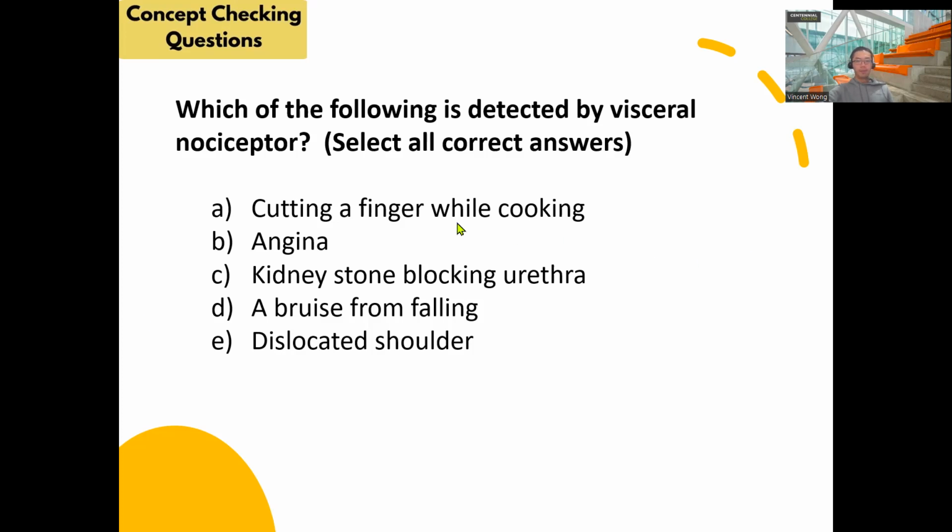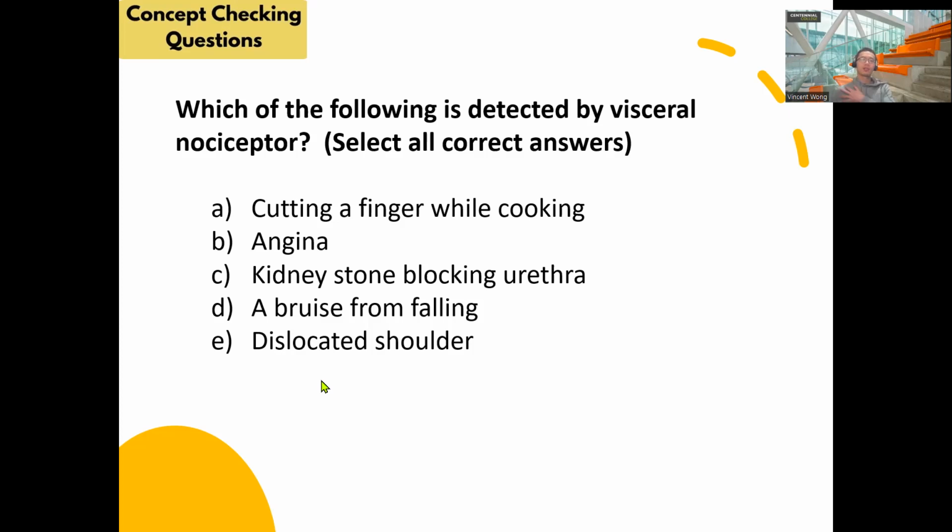Okay, cutting a finger, that would be somatic. Angina would be coming from within, so that's visceral. So B is correct answer. Kidney stone blocking a urethra, that's also the correct answer. Bruise from falling is somatic. Dislocated shoulder is also somatic.